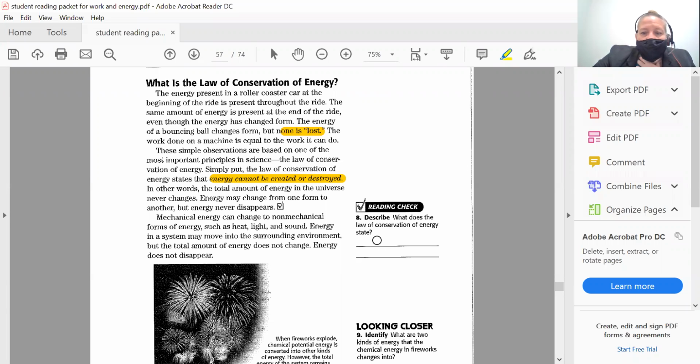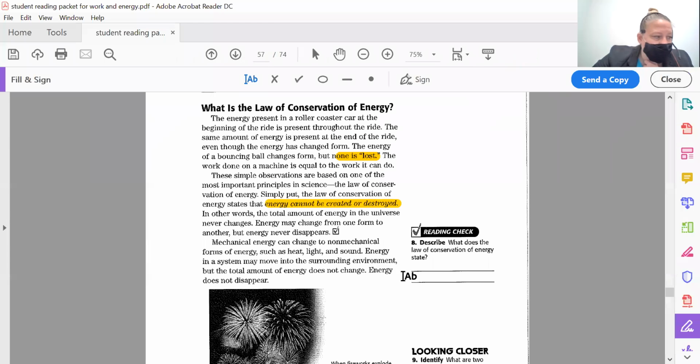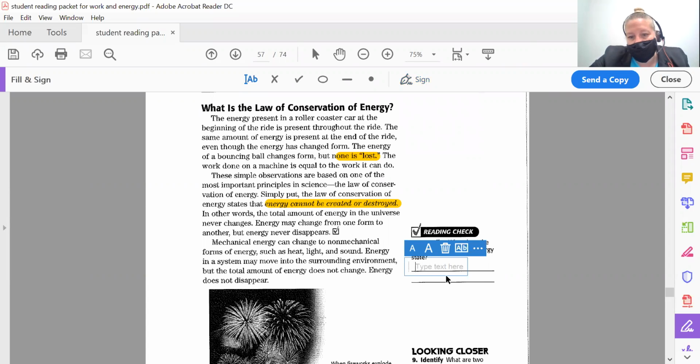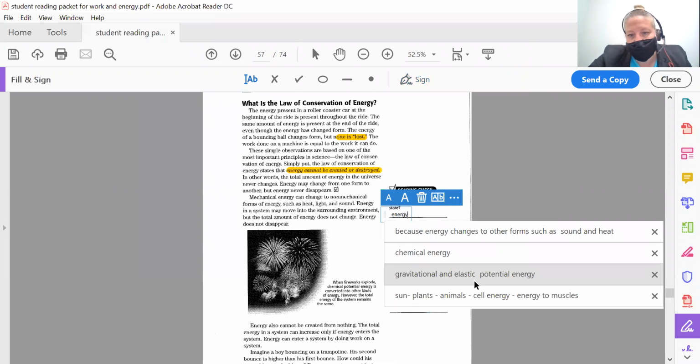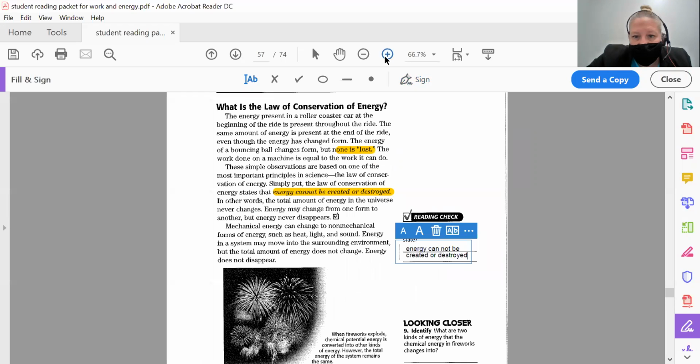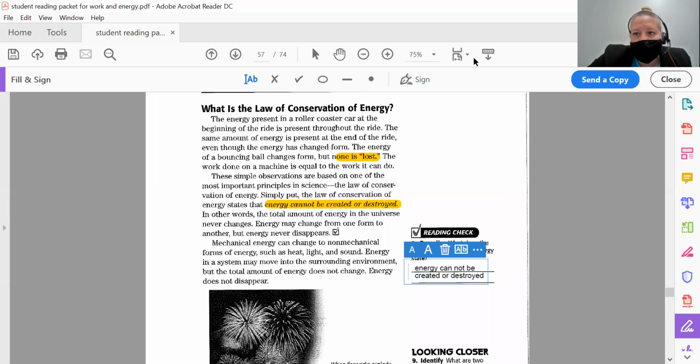So what does the law of conservation of energy state? It basically says energy cannot be created or destroyed. So it cannot be created or destroyed.